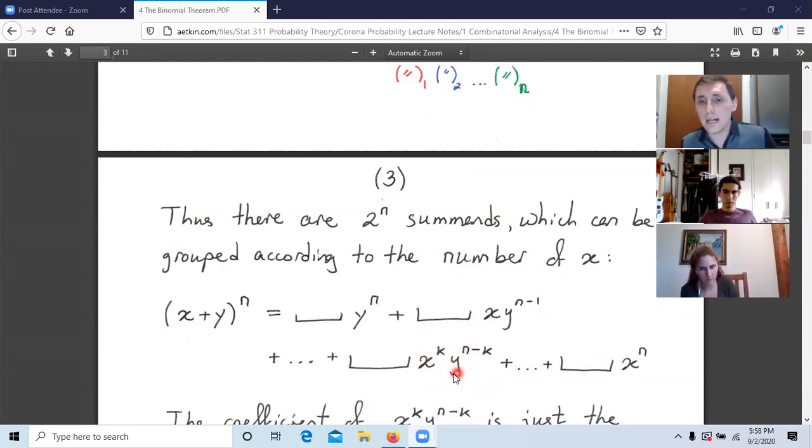How many ways are there in general if I just have x to some power k, y to the n minus k, the complementary power? Of course, they add up to n because the product represents the contributions from all the parentheses. The fact that it's k plus n minus k means that each parenthesis has contributed something. Make sense? That's why the powers add up. How many ways are there to create this term?